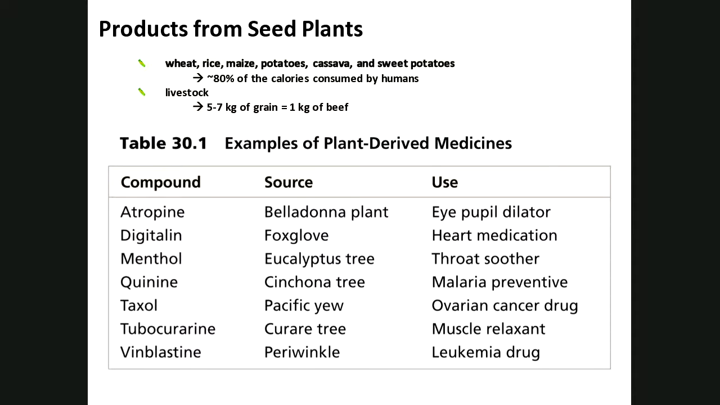We get atropine, digitalin, methanol, quinine, good for malaria. Taxol, an ovarian cancer drug, right? Curare, tubocurarine, it's a muscle relaxer. The Indians down there used to use the tubocurarine from the curare tree and put it on their blow darts and then shoot things with it, like small mammals. And they could feed upon them.